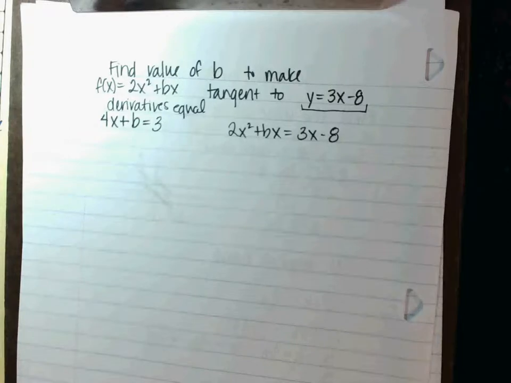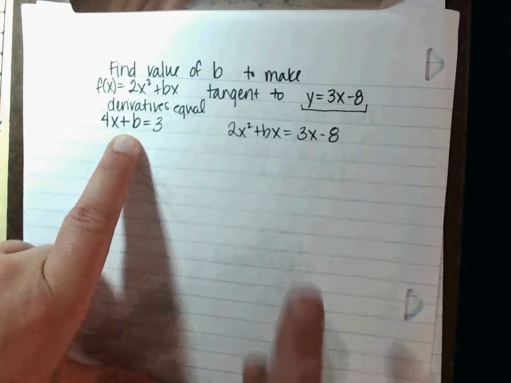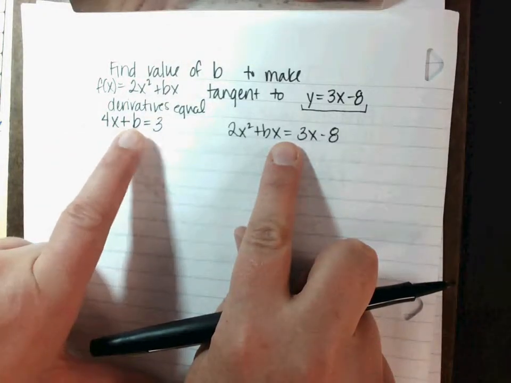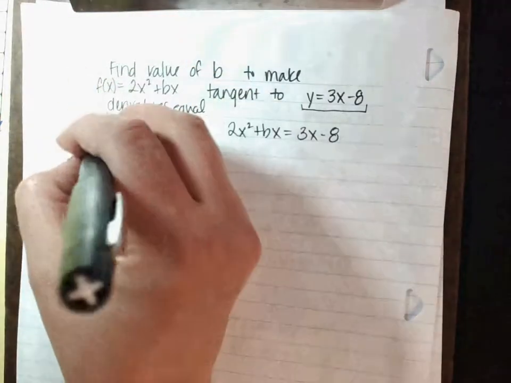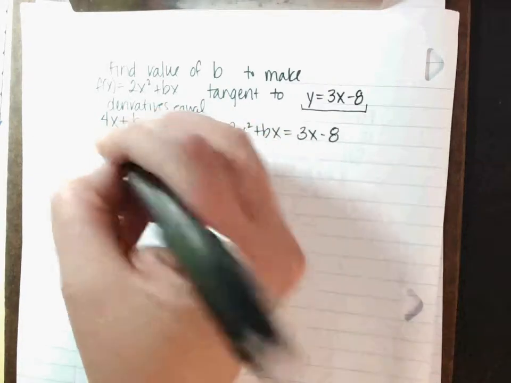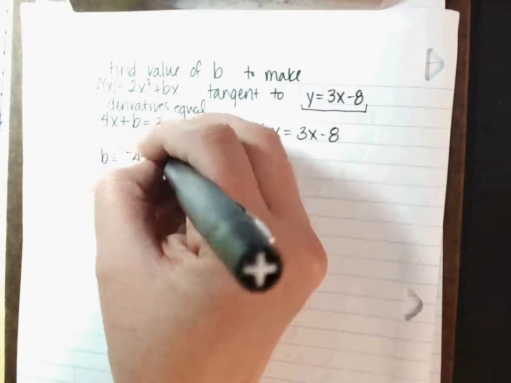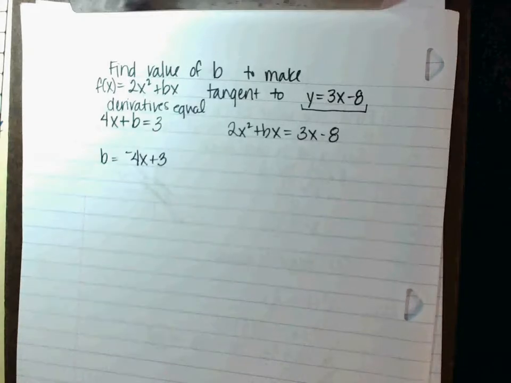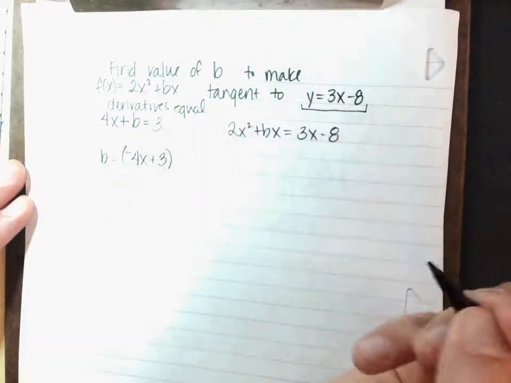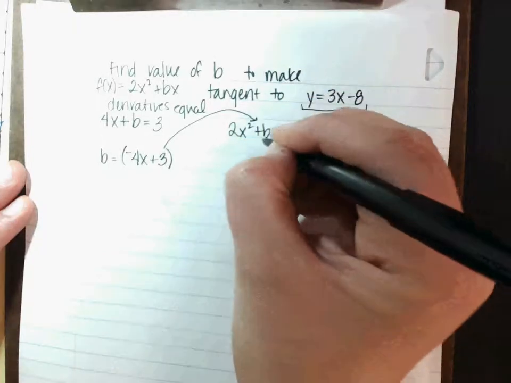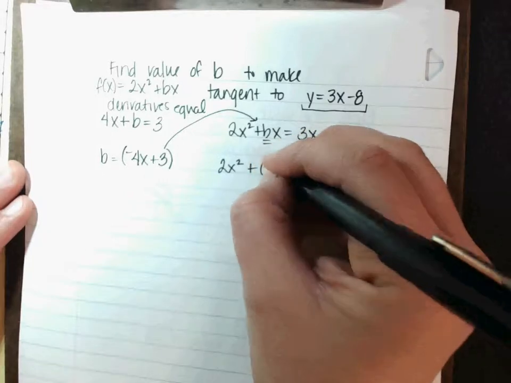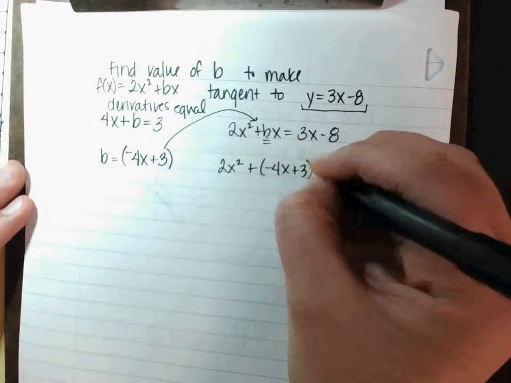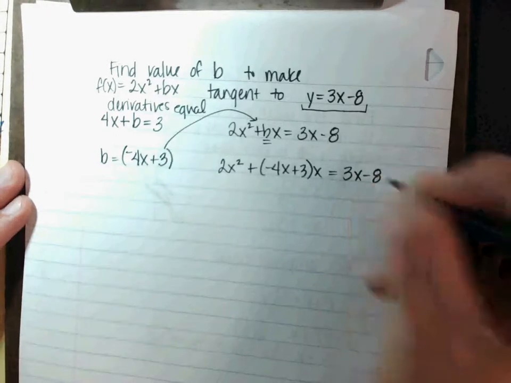Okay, now, it doesn't look pretty, but you have a system of equations. You have one set of things that are equal, another set of things that are equal. Which one could we more easily solve for on the derivative side? B. What would our substitution be for B? Negative 4x plus 3. You could also make it 3 minus 4x. It doesn't matter. Then I'm going to sub it in right here for my B. So it'd be 2x squared plus negative 4x plus 3x equals 3x minus 8.